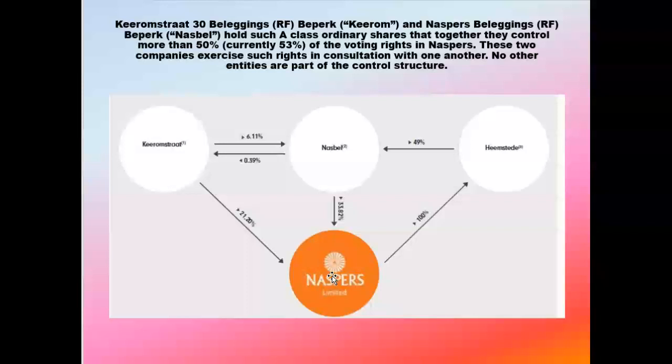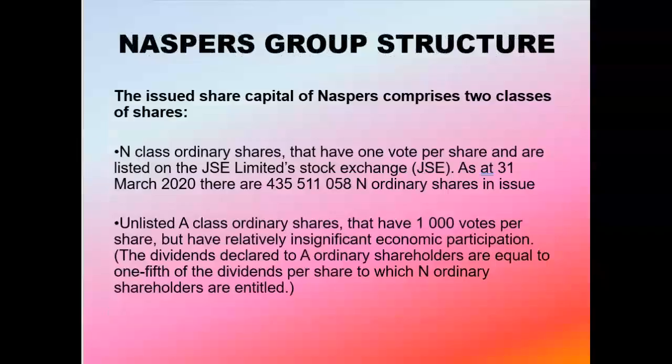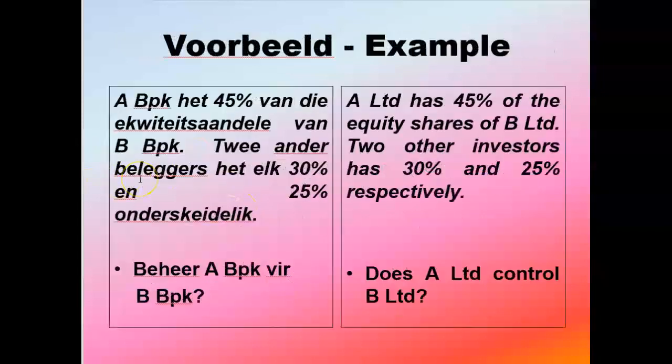So this is actually a very clever way of protecting Naspers, and then obviously Naspers' 435 million listed shares, from being taken over by somebody else. Okay, now let's look at a few examples.